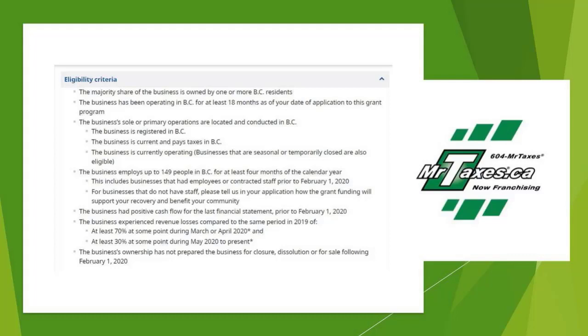And the business has been operating in BC for at least 18 months. They've changed that. It was 3 years. Application criteria was 3 years, but they have changed that now to 3 months. So the primary operations are located and conducted in BC. So the business is registered in BC, currently pays BC taxes, and is currently operating.